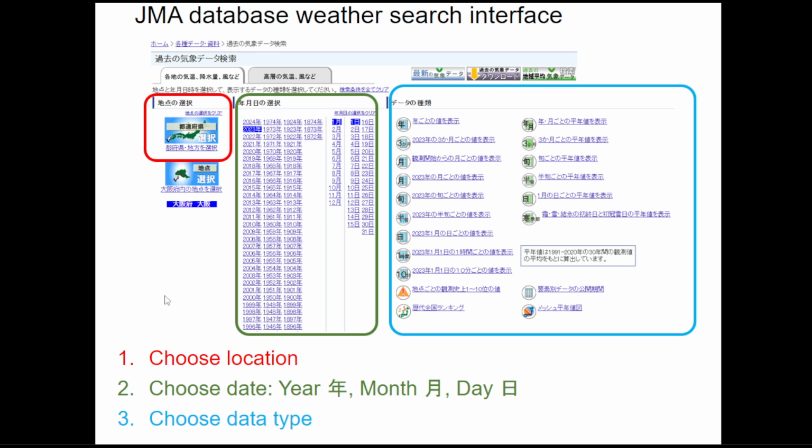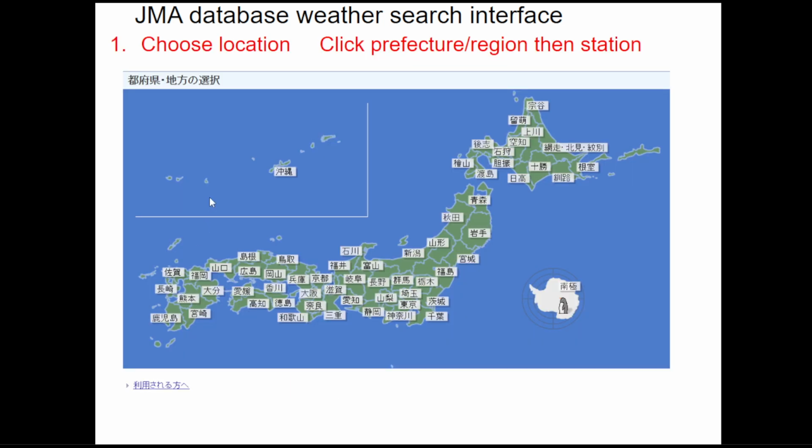To search some data point, there's 3 steps. You choose a location, then you choose a date, and then you choose the data type. So let's go through that step by step, starting with location. If you click through, you'll get this map of Japan. Unfortunately, it's all in Japanese. Osaka is here. Let's see, Tokyo is here. Sapporo is labeled by the region name, Ishikari.